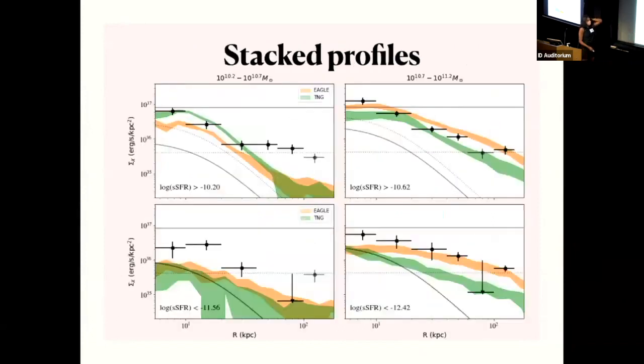Now, last thing, and this is honestly my favorite part about this paper. This is the thing that actually hasn't been done before, which is you have a surface brightness profile of the hot CGM for the first time. And you can compare this to your simulations. So first, the raw observations are shown here in black. As before, TNG predictions are shown in green and Eagle is orange.